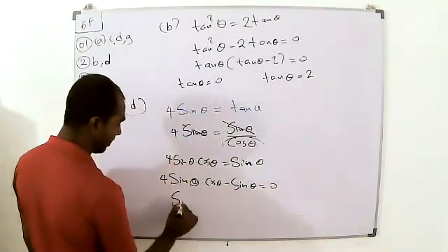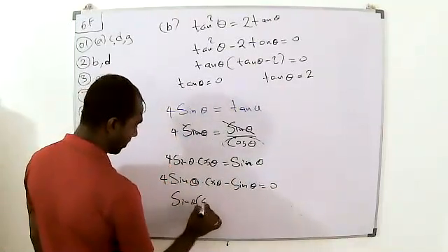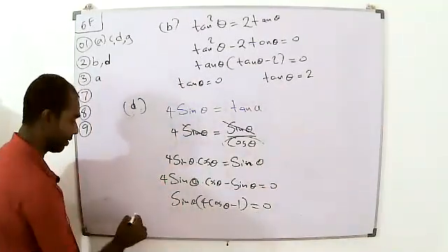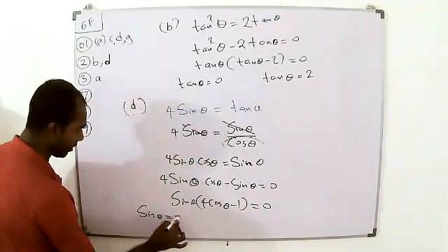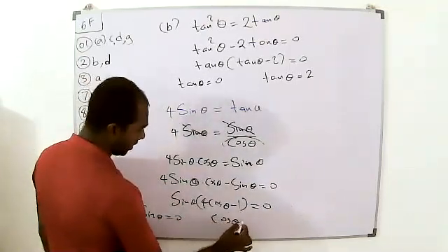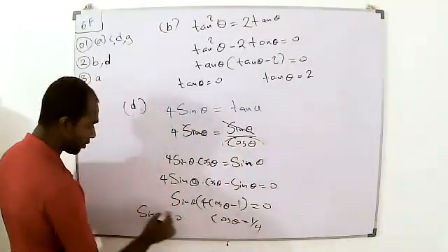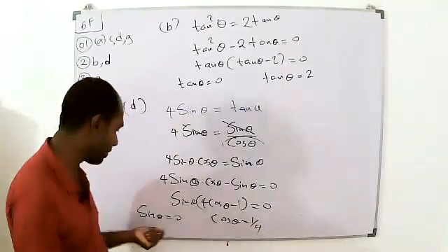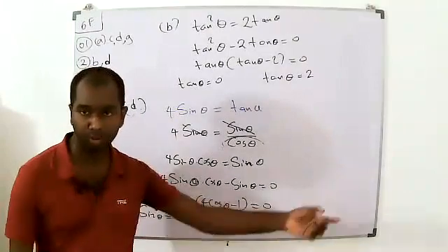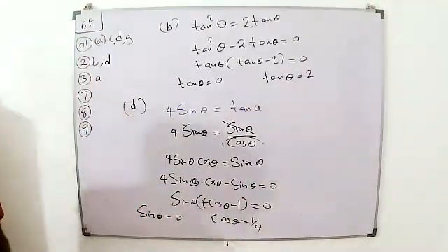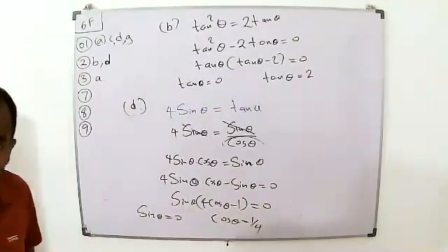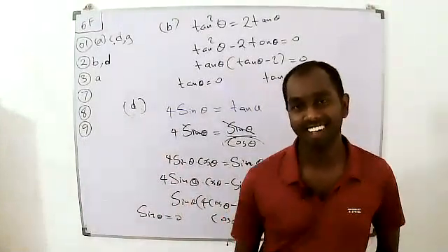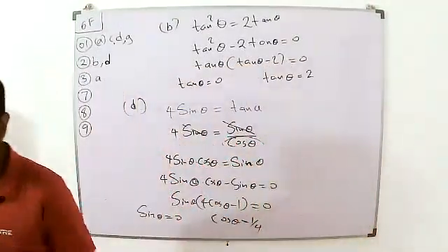So now you can take sine theta out: sine theta times (4 cos theta minus 1) equals 0. So you have two solutions now. Sine theta equals 0 or cos theta equals 1 over 4. So you have to draw two different curves, the sine curve and the cos curve. Find solutions from the sine curve and the cos curve, and you can take all the solutions. Is everyone clear? You just need to finish it now, no?